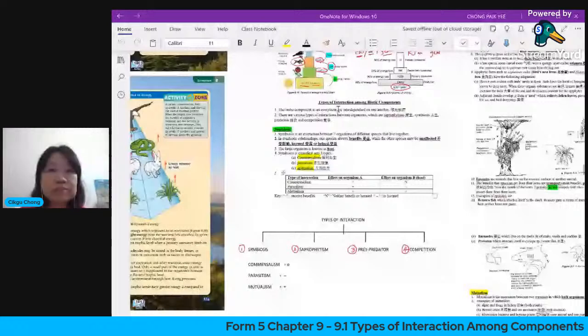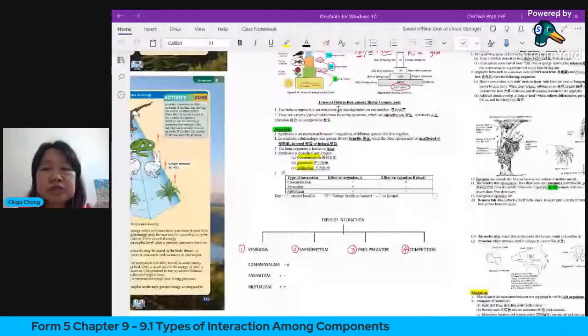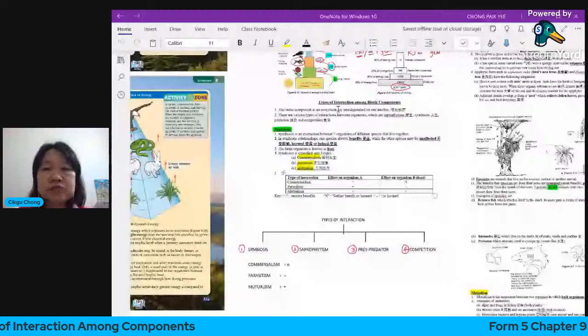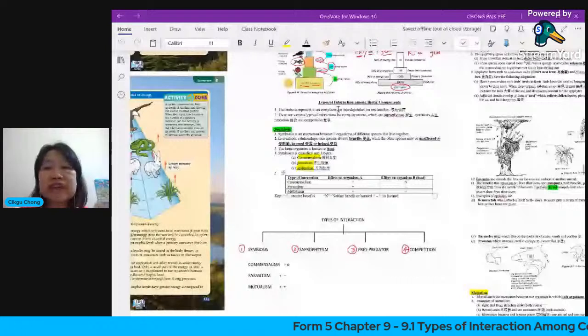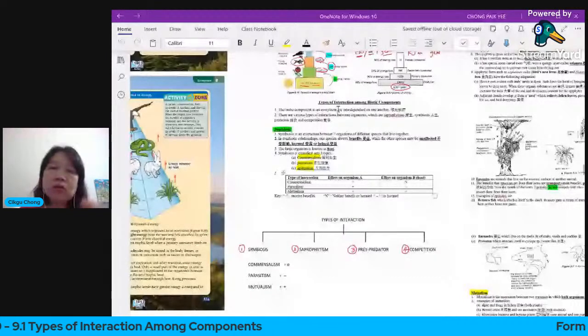So that's why we are going to look at the different types of relationship between two organisms, whether plant and plant or plant and animal, and how they affect each other. Usually one party will win, one party will lose, or both parties will win and get advantage, or one party wins and the other party has no effect.